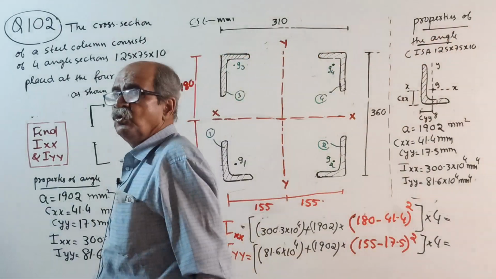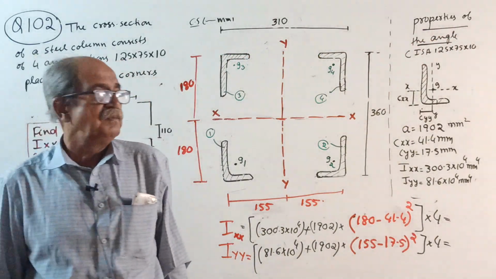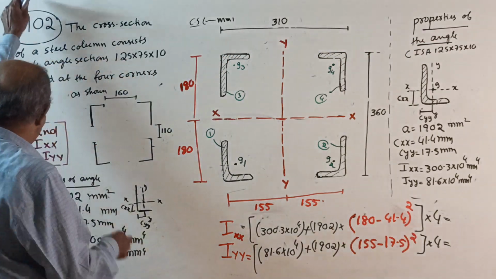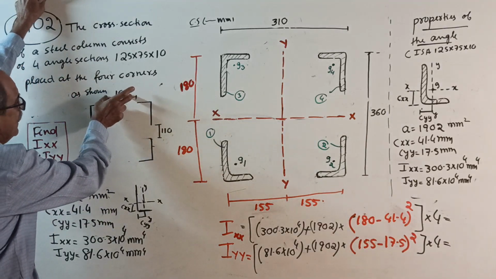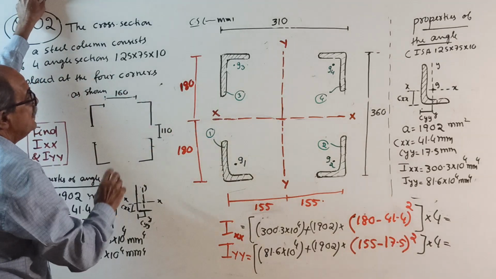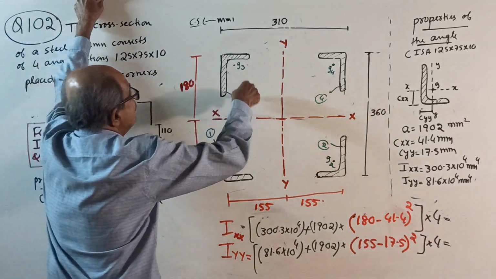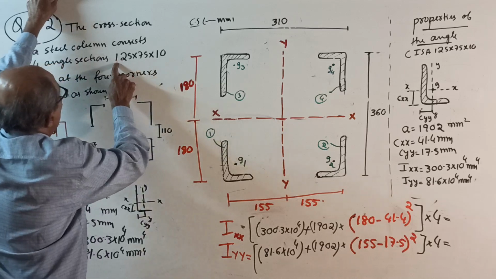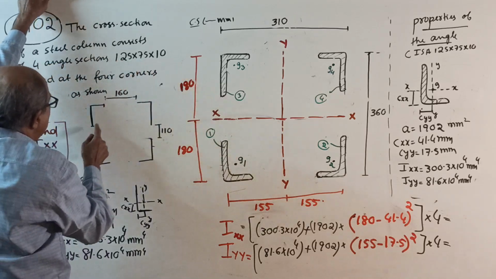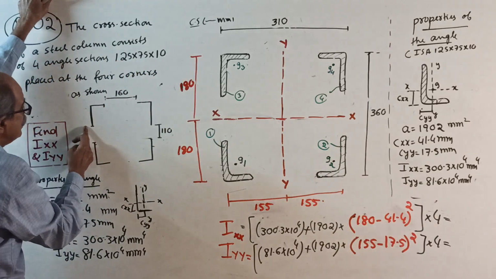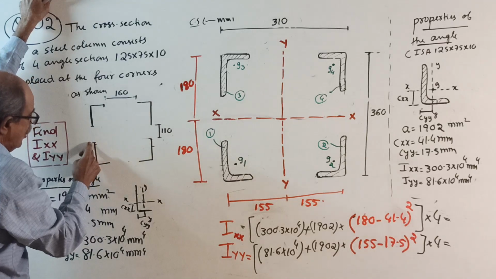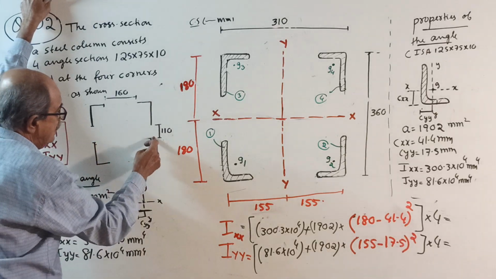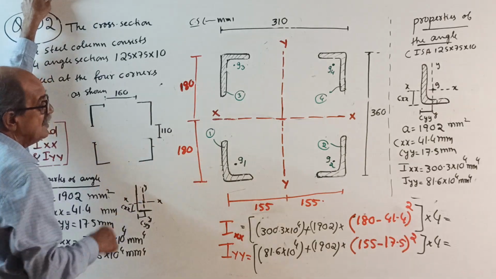Start now. Question already told. Properties are given here. Find IXX, IYY. I told you they can give 160 here, 110 here. Now, when you write the main sketch, ISA 125/75 by 10, you can make out in the sketch, longer leg is vertical, shorter leg is horizontal. Longer vertical, shorter horizontal, longer vertical, shorter horizontal.